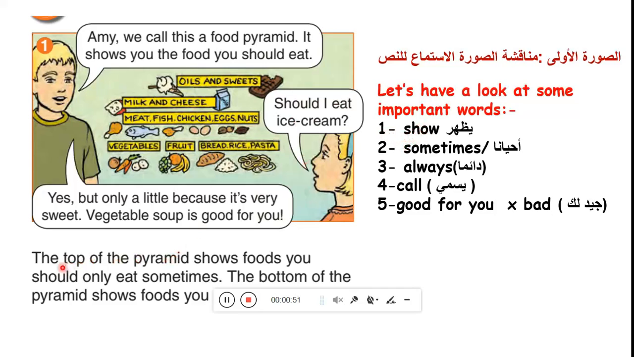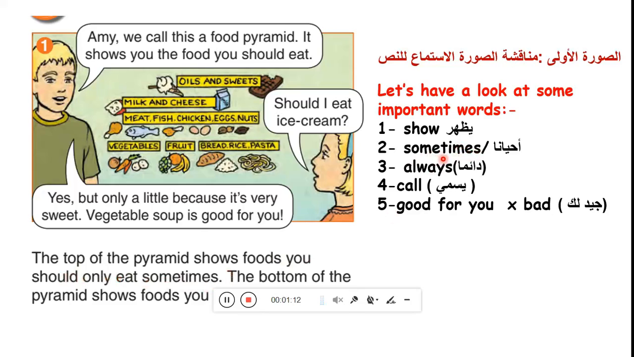Show. The top of the pyramid shows. What does the word shows mean? It means to display or to show you. The top of the food pyramid shows foods that you should only eat sometimes.